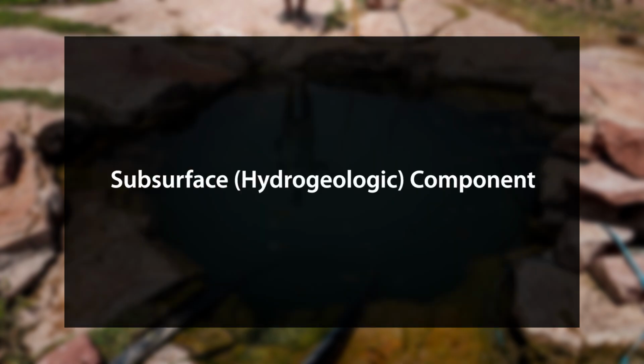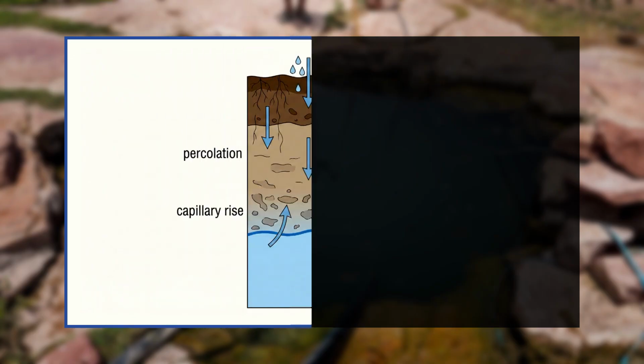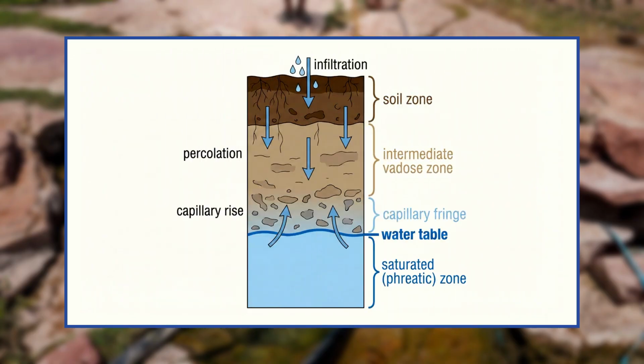Now let us discuss subsurface hydrogeologic components. Before we discuss the subsurface components of the water cycle, let us first understand the unsaturated or vadose and saturated zones, aquifer. The vadose zone, commonly known as unsaturated zone or the zone of aeration, is a subsurface layer that extends from the ground surface downwards to the water table.